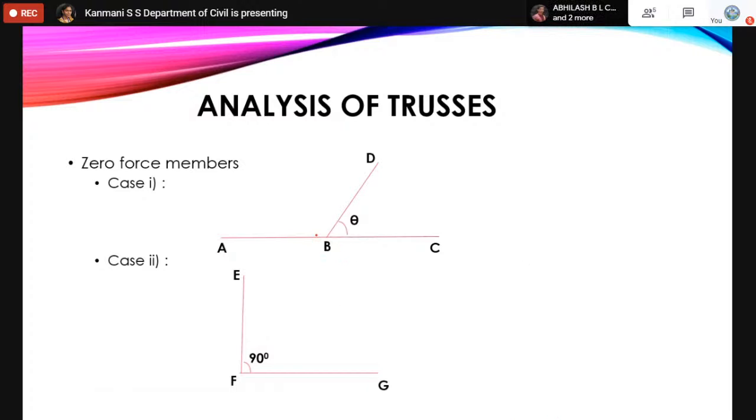No, if there is a roller or a hinge at this support, you will get another force here, which means the joint B has 4 forces. If that is the case, then this member is not equal to 0. BD is not equal to 0 if that is the case. It can happen only when there are only 3 forces and 2 are collinear to each other; then only the third member is 0.